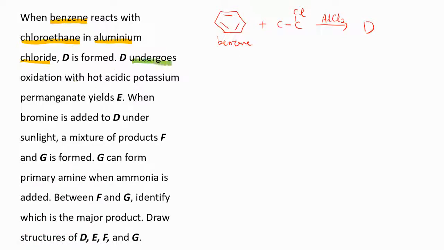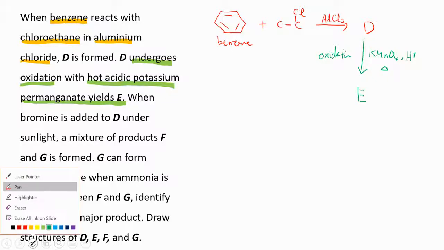D undergoes oxidation with hot acidified potassium permanganate and yields E. So this is another reaction equation. I will write down here, or you can build a reaction scheme. So when D reacts with KMnO4, acidified, heat, and it already says that this is oxidation, we will get E. Then the next one.